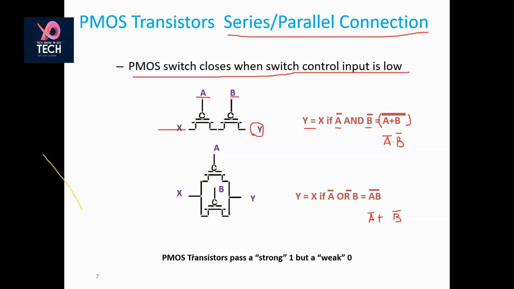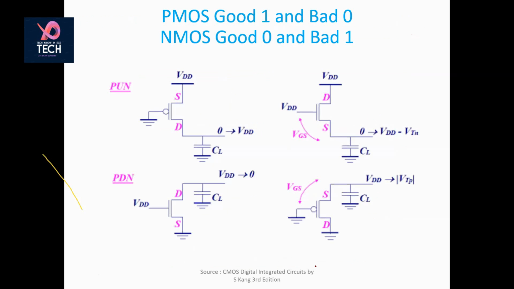The problem with the PMOS transistor is it passes a strong 1 but a weak 0. So we will discuss this in the coming slides. That means PMOS is good for 1, bad for 0. NMOS is good for 0, bad for 1. So this will be discussed one by one. Here you can see this is your pull-up network. Pull-up network means your PMOS.